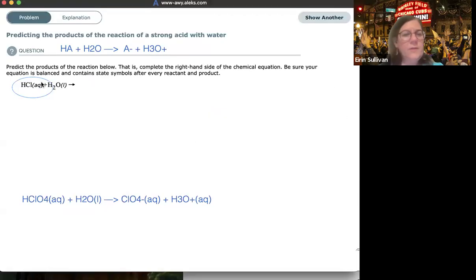All right, so this time we have HCl plus H2O. So what is the characteristic anion of our acid? Well, if it loses a proton, it's just going to give us the chloride ion, Cl-. So that's going to give us Cl-(aq). And then the H+ donated to the water will give us the hydronium ion. Okay, so that's that one. Very quick, right?